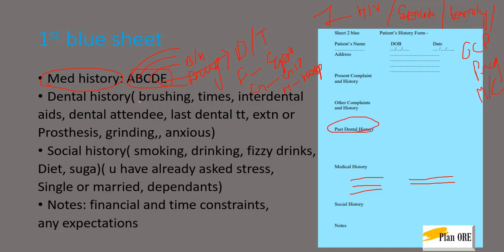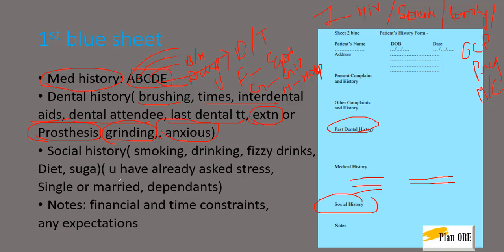You can then ask about the dental history, where you ask about how many times does he brush? He brushes with a manual or an electric brush. Does he use any interdental aids like a floss, mouthwash, or any interdental brushes? Is he a regular or an irregular dental attendee? When was his last dental treatment and what was done? And if he has any extractions, and why did he get it done? Does he have any prostheses? And the subsequent questions of prostheses, like why was the tooth removed and what kind of prostheses he has and so on. Does he grind his teeth? Is he anxious about the dental treatment?